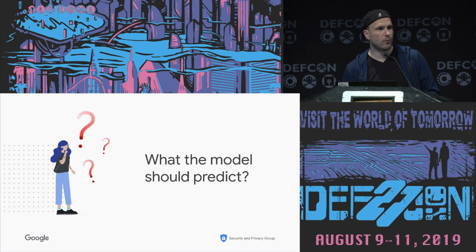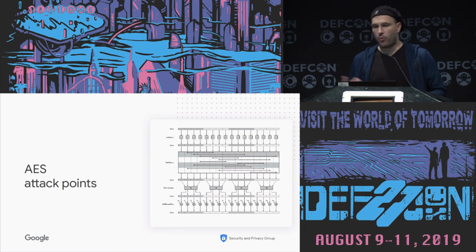what am I trying to predict? Well, that's where things get complicated. So this is AES. This is a round of AES, to be precise. We're going to talk about the first round of AES. And the question is, what do we do? So as Jean-Michel explained, we are doing power consumption.